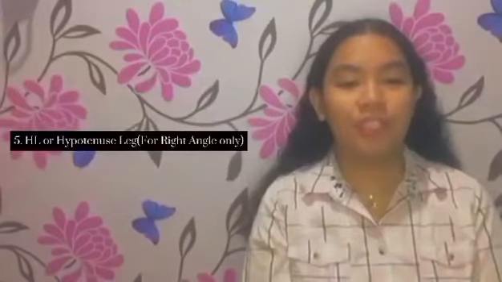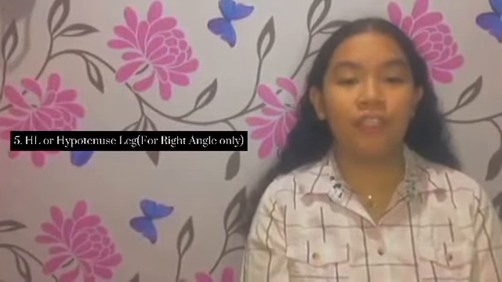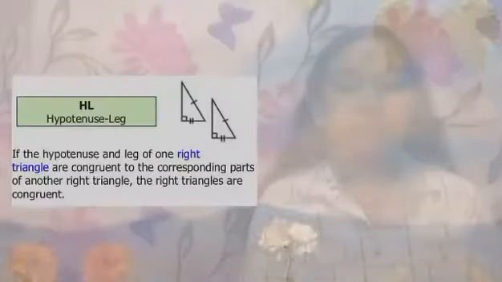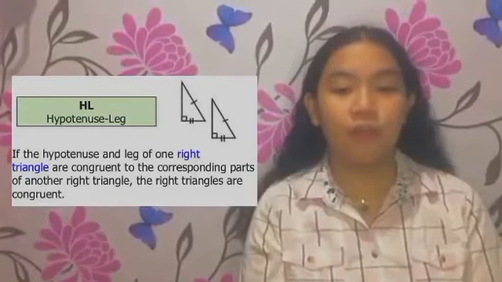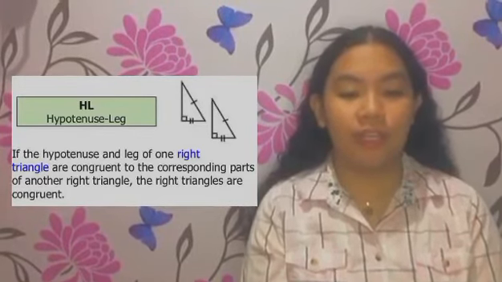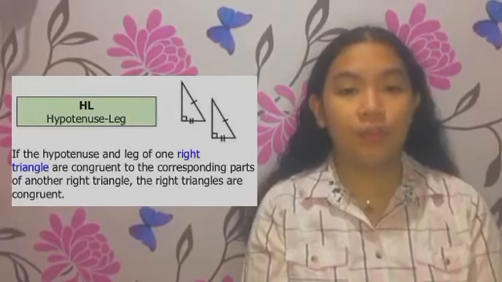Number 5, we have HL or hypotenuse-leg. Remember, this is only for right triangles. If the hypotenuse and leg of one right triangle are congruent to the corresponding parts of another right triangle, the right triangles are congruent. Now we've learned the real meaning of triangle congruence and the different postulates of it.